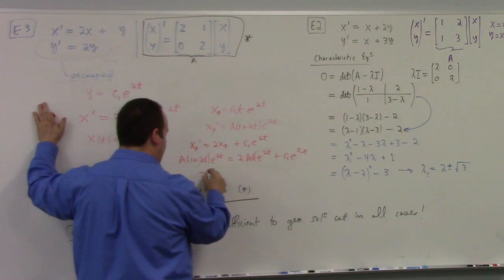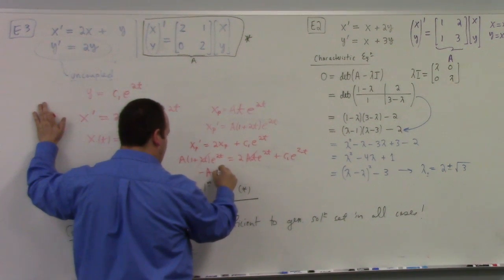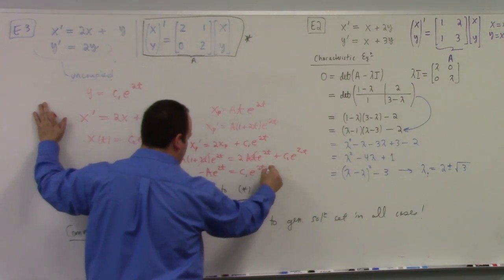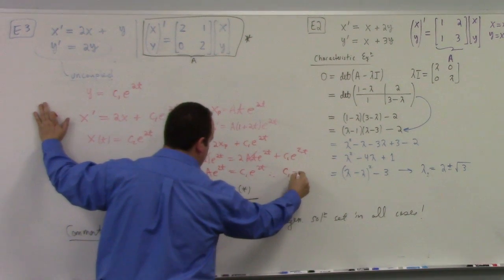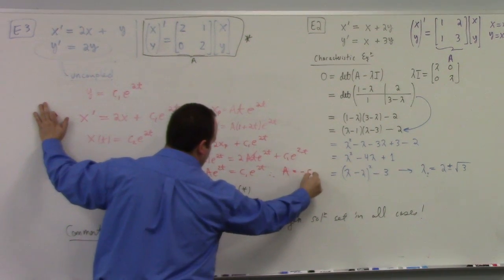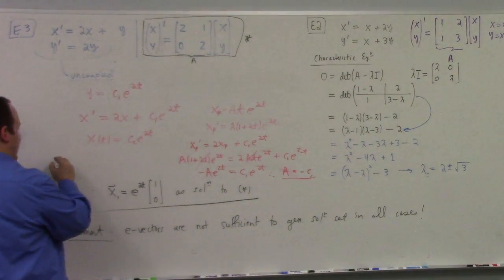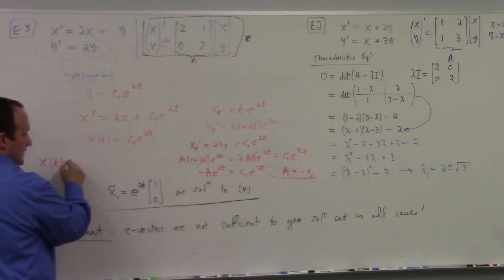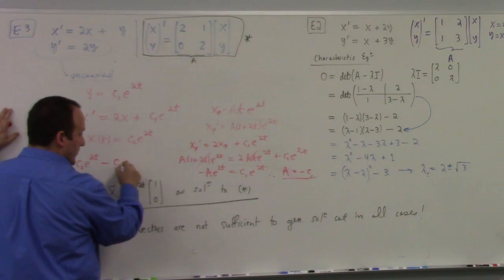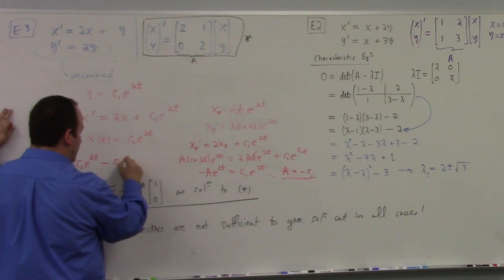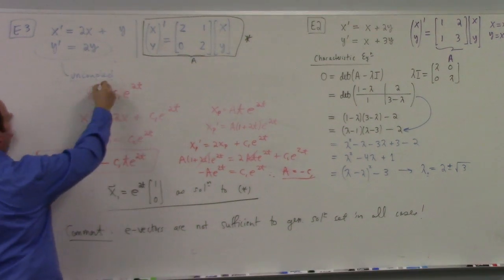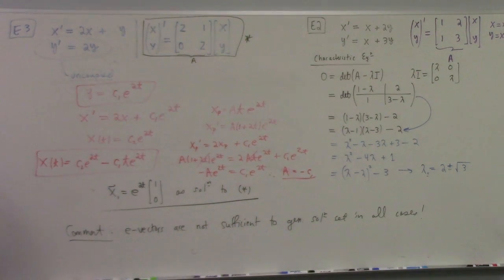So we get minus a e to the 2t equals c1 e to the 2t. So therefore c1 is equal to, therefore a is equal to minus c1. And that will give me your solution: x of t is equal to c2 e to the 2t minus c1 t e to the 2t. So there's your scalar solutions.